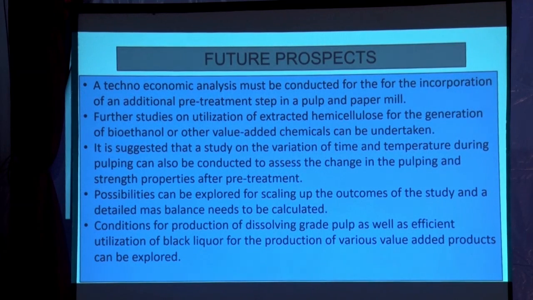Now, from the study, these were some of the future prospects. Techno-economic analysis must be conducted for the incorporation of an additional pre-treatment step in a pulp and paper mill. Further studies on utilization of extracted hemicellulose for the generation of bioethanol or other value-added chemicals can be undertaken. It is suggested that a study on the variation of time and temperature during pulping can also be conducted to assess the change in the pulping and strength properties after pre-treatment.